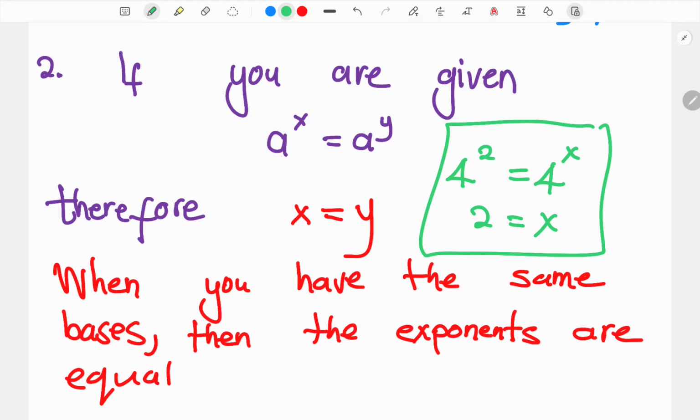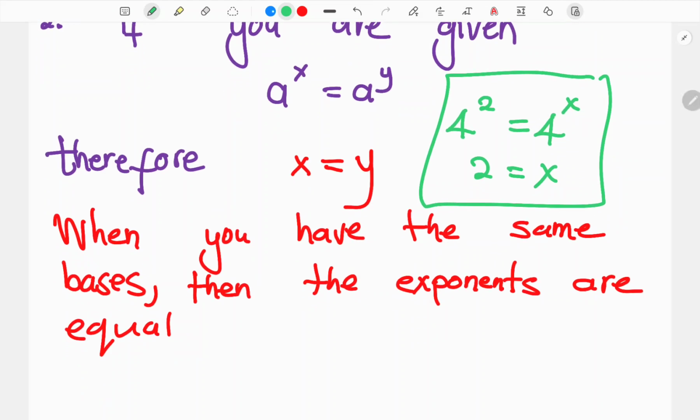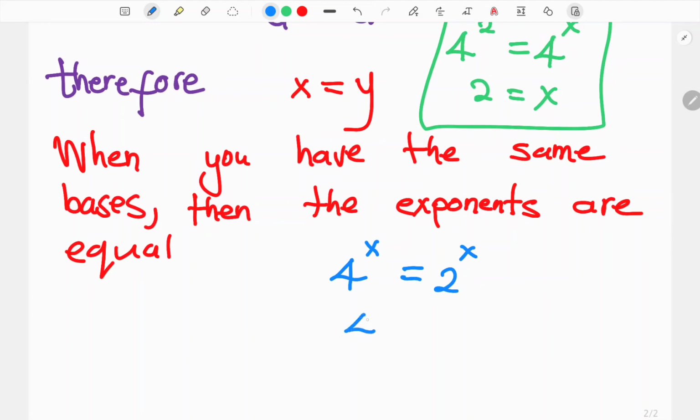You could interchange this one way or another, but you need to know that if the bases are the same and you have an equal sign in between, then the exponents are equal. But do not assume that if you have 4 to the power of x and 2 to the power of x, then 4 is equal to 2. It doesn't mean that. You must not confuse this part.